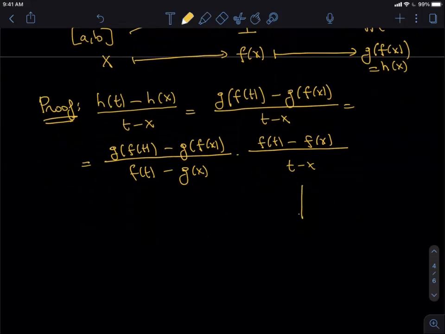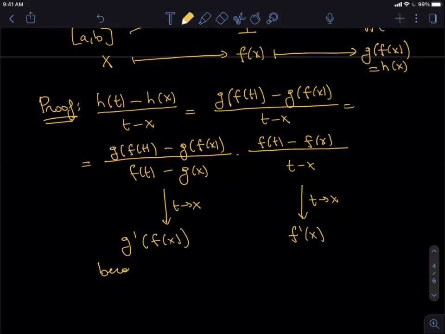Okay, the second part, as t tends to x, clearly tends to the derivative, f prime of x. But then the first part, as t tends to x, converges to the derivative at f of x. And this happens, and it's important to note this, because f is continuous, and therefore f of t converges to f of x as t tends to x. Okay, this is by continuity.